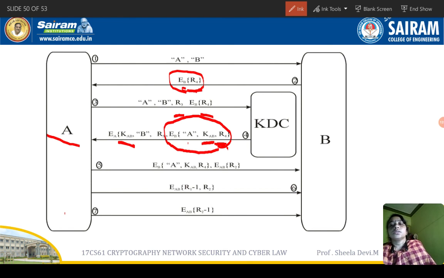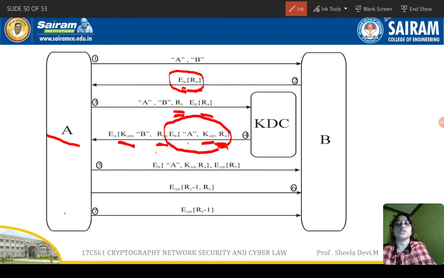And again by R3, A will come to know that this is the response of the previous message which was sent and not an older one. It is not the response of the older message. This is the response of the recent message which it has sent, because the value of the nonce is the same in both the messages. This is how both A and B will come to know about the freshness of the message. So our key exchange part is over.